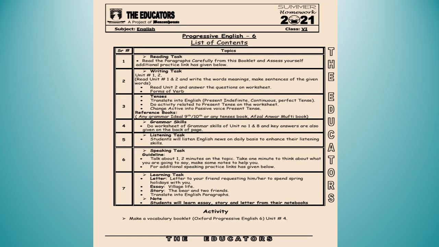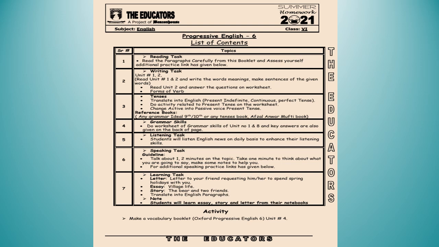Dear students, the first subject is English. Let's have a look. Firstly, we have a reading task in which you have to read the paragraph from the booklet and then assess yourselves. Then we have a writing task related to unit number 1 and 2, in which you have to write meanings and sentences of the words given. Then you have to read unit number 2 and answer the questions. Then after that, you need to solve forms of verb.